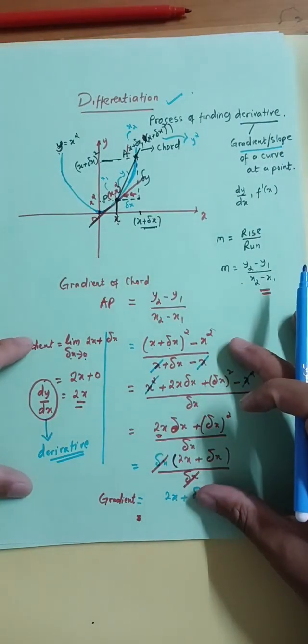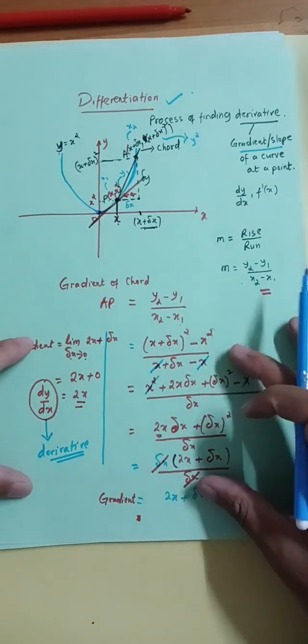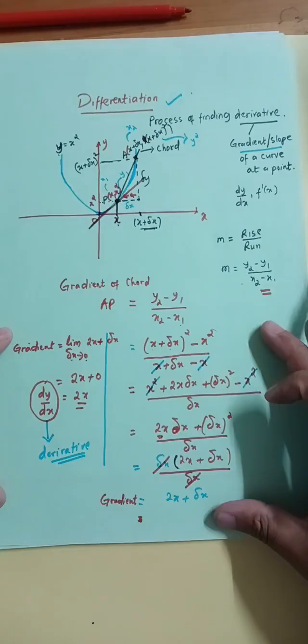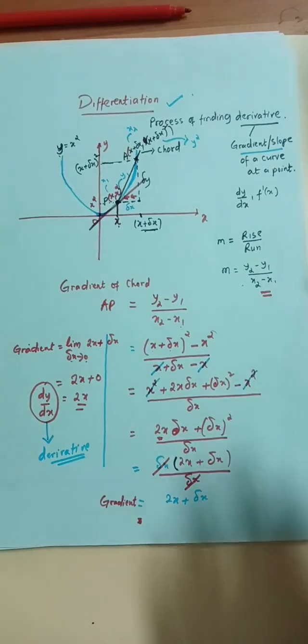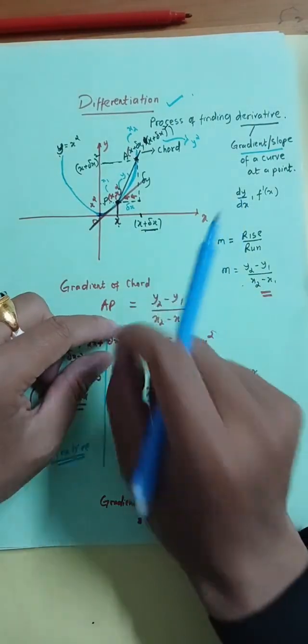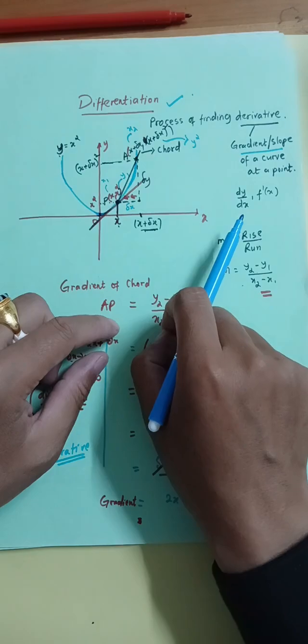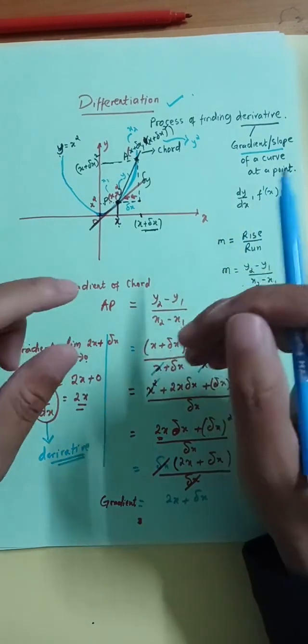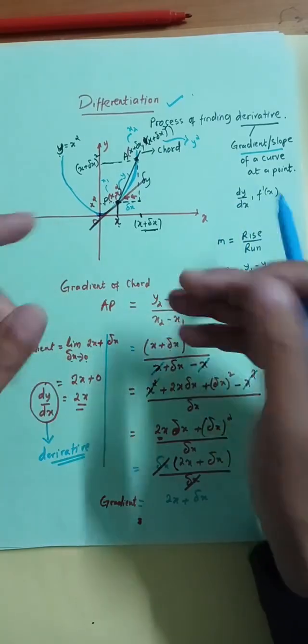This is derivative from first principle. Differentiation gives us the slope, which is the derivative.